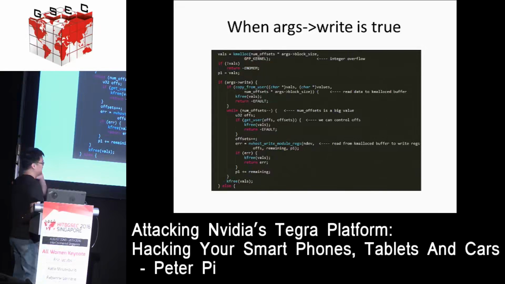So let's check the code deeply. When the args write is true, because we know args can be controlled by us in user space, we can set args write to true. This means it will write to a register. So the execution flow is like this. Kmalloc a buffer and copy from user to fill the buffer. Then enter into a while loop.